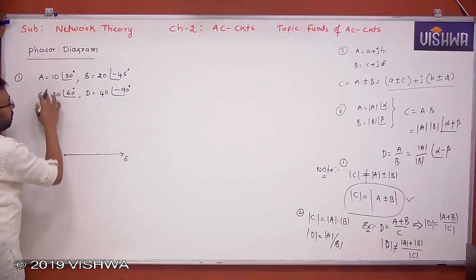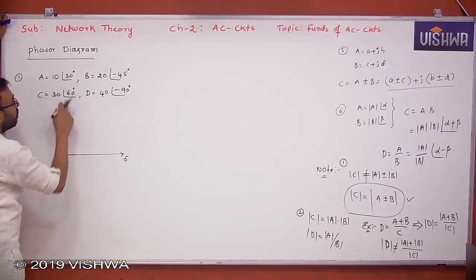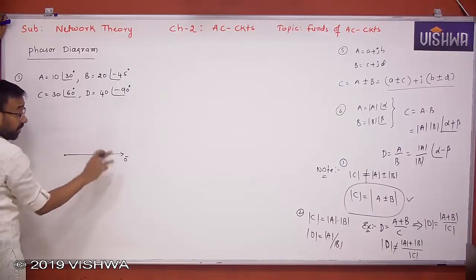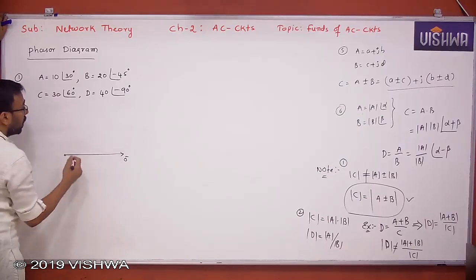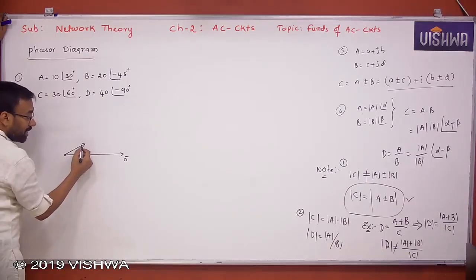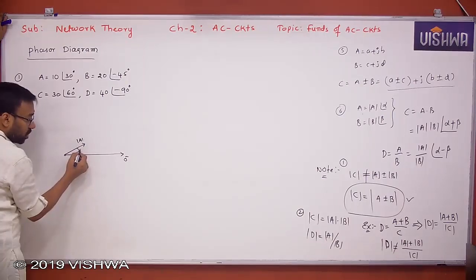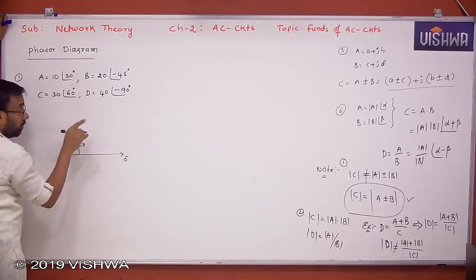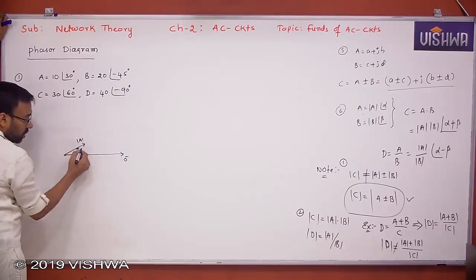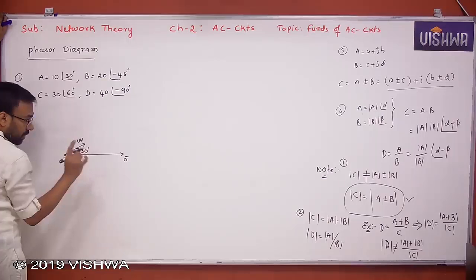So let us take A. What is A now? A is 10 at an angle of 30. 10 is the magnitude. 30 is the angle of A with respect to the reference phasor. Getting all of you? So what is A? A is 10. Usually the magnitude is written at the tip of the phasor. The angle is shown like this, and you generally have a positive angle. When you have a positive angle, you move from this reference phasor in the counterclockwise direction. So this is 30 degrees. Getting all of you? Okay.